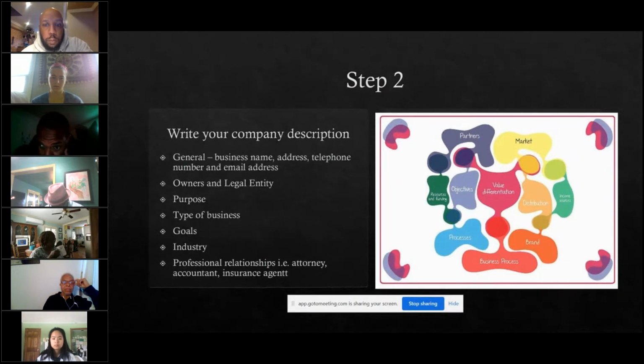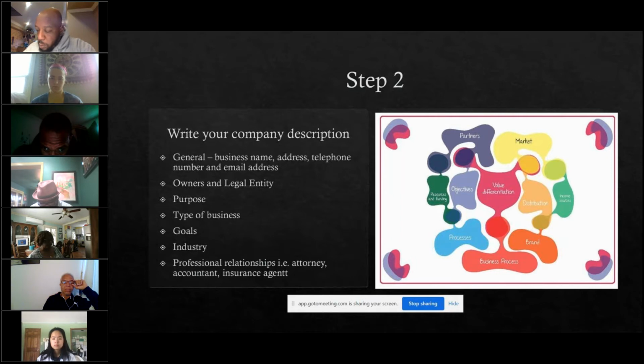What's your goal? What are you trying to do? And what are you achieving? And the industry, again, are you opening up a laundromat? Is that the industry, or a car wash?